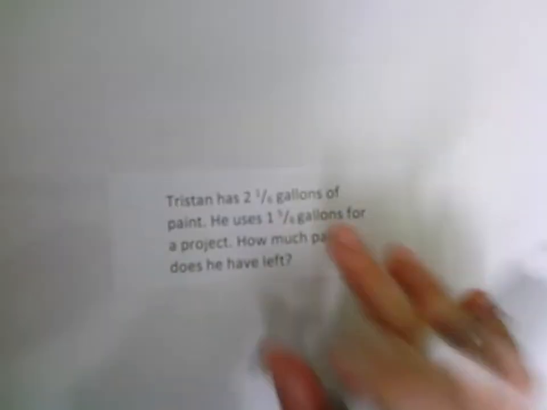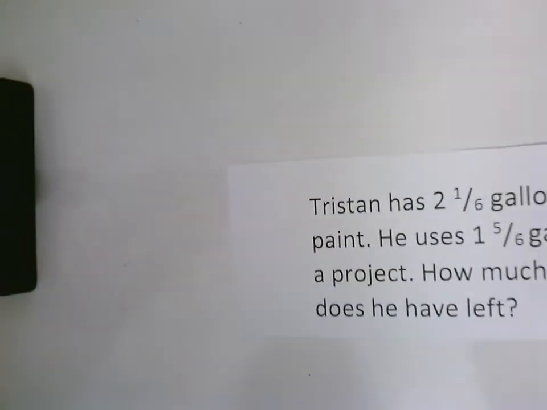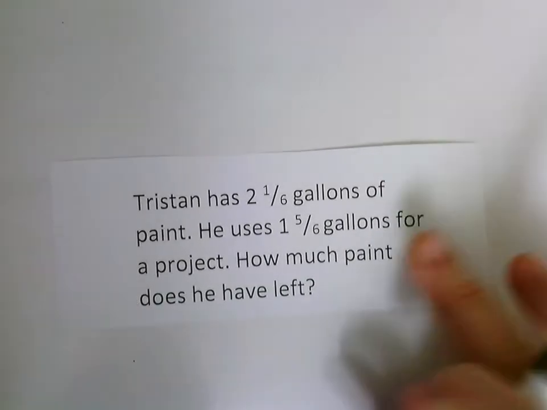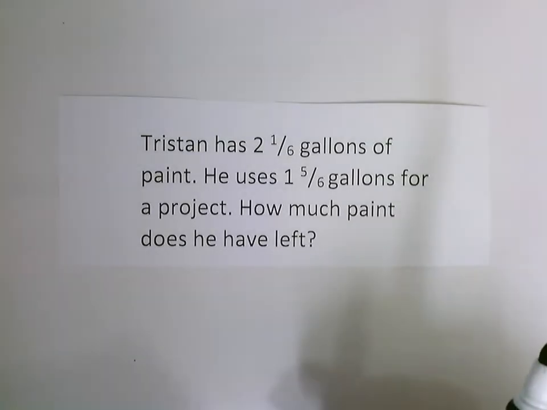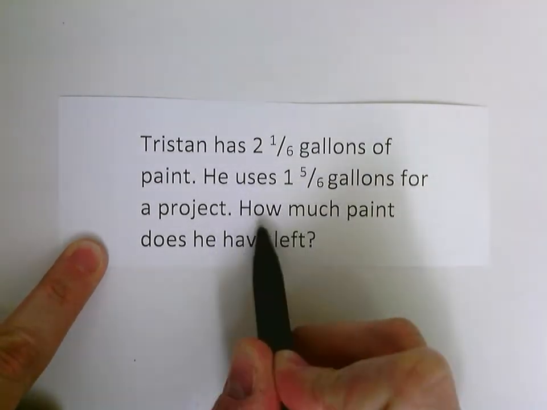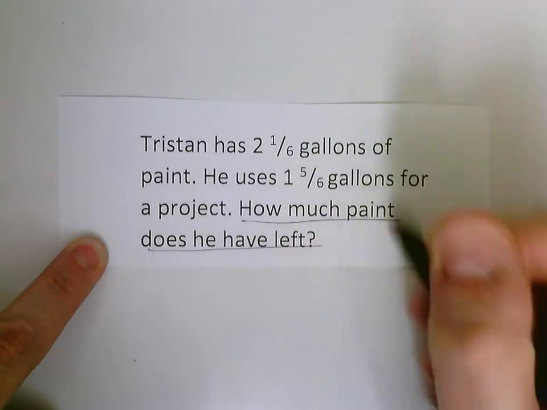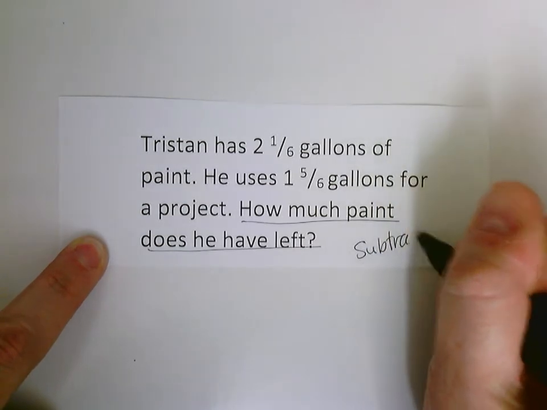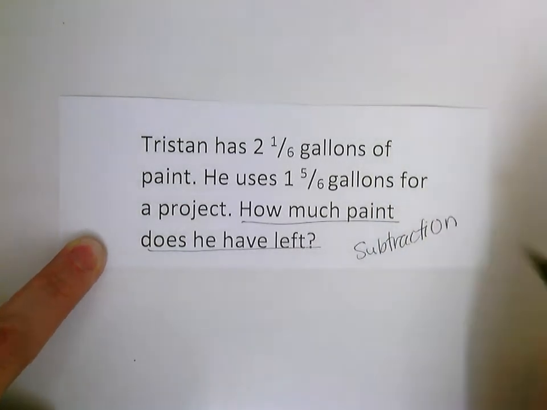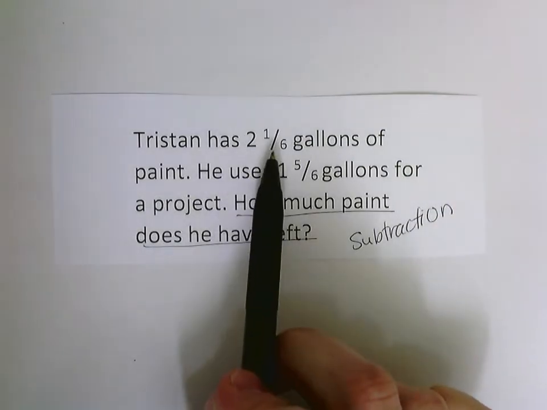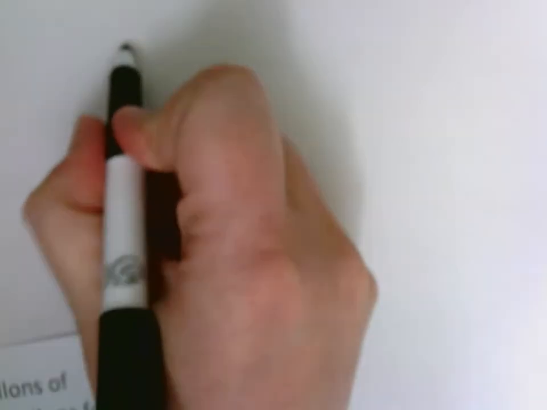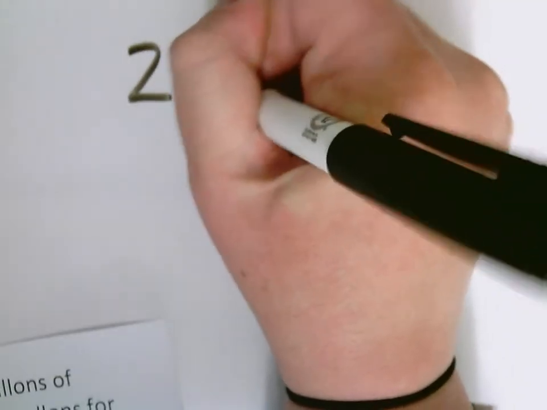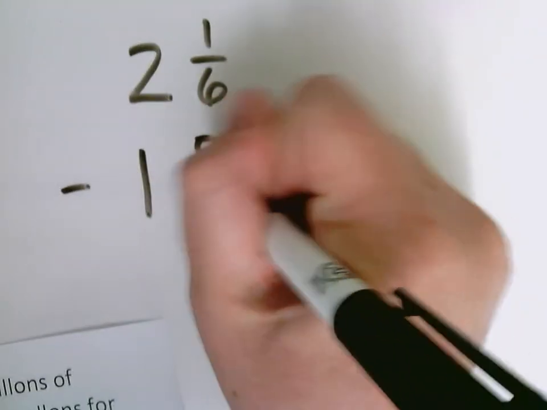All right, so in our example problem, it says Tristan had 2 1/6 gallons of paint, and he used 1 5/6 gallons for a project. How much paint does he have left? So how much he had is an amount, he used some of it. How much does he have left? So this is a subtraction problem because we're going to find out how much remains. All right, so we know he started with 2 1/6 gallons and he's using 1 5/6 gallons. So my problem that I'm going to be subtracting is 2 1/6 minus 1 5/6.